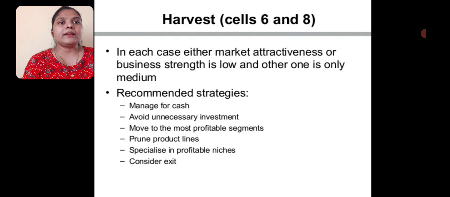Then cells 6 and 8 are harvest cells. In each case, either market attractiveness or business strength is low and the other one is only medium. The recommended strategies for cells 6 and 8 are: manage for cash, avoid unnecessary investment, move to the most profitable segment, prune product lines, specialize in profitable niches, and consider exit.